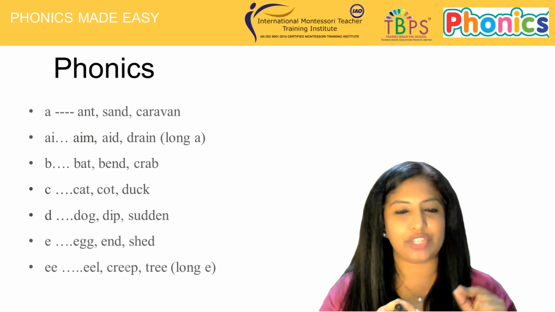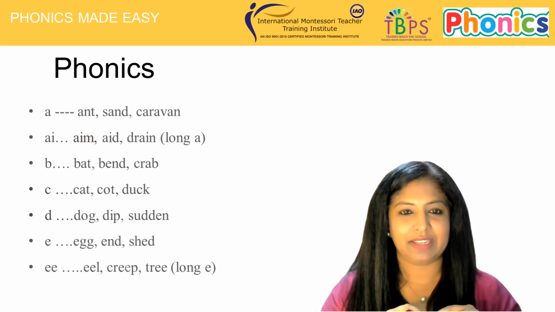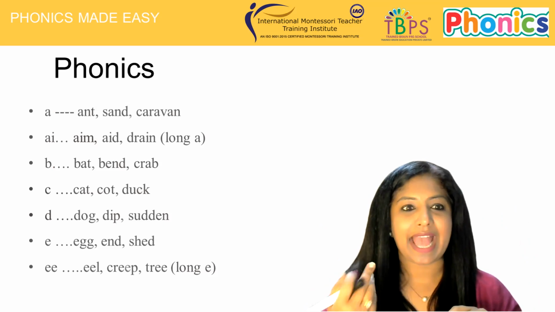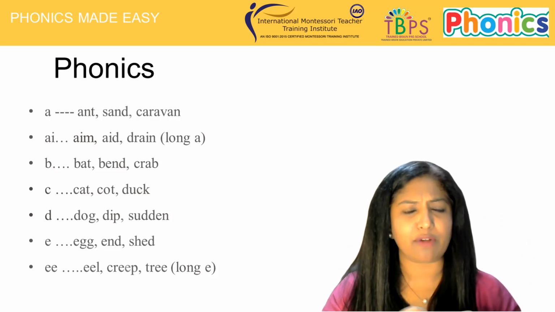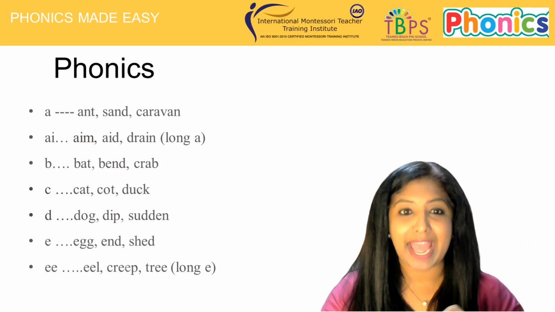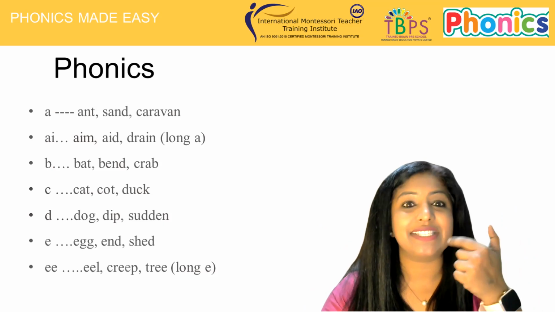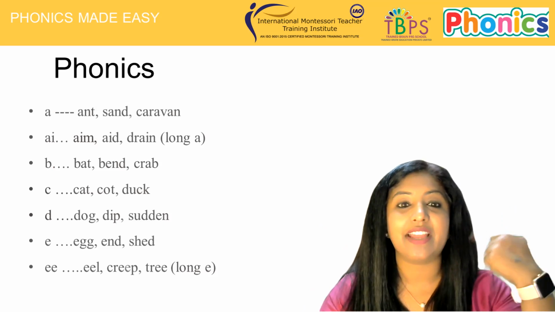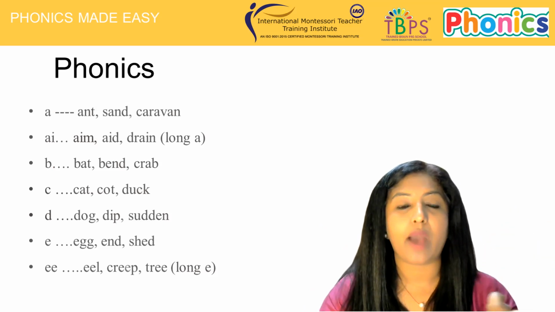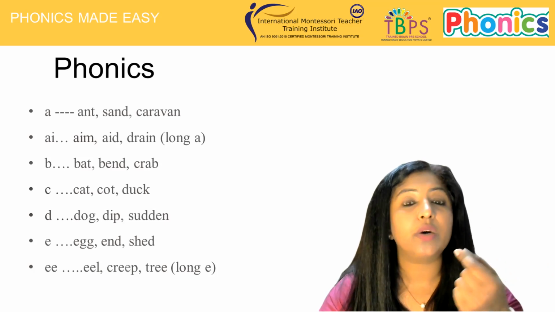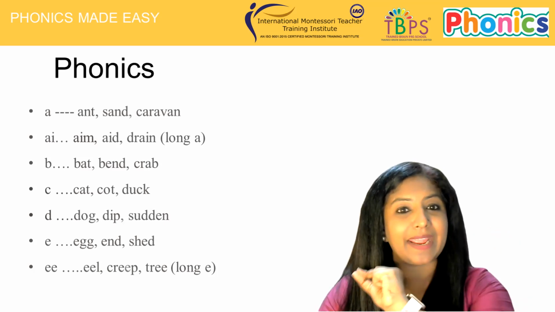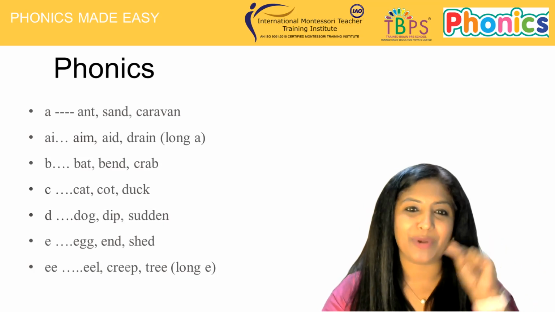Let's begin sequentially. I take letter A. So what's the sound of letter A? Ah. Words like ant, beginning sound. Okay, so I have my beginning sound here. Then in a word sand, it's the middle sound. S, ah. I can still hear ah. Words like caravan. So wherever I have A, I have my short vowel sound here.